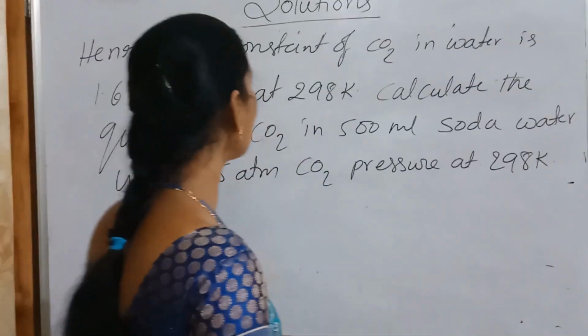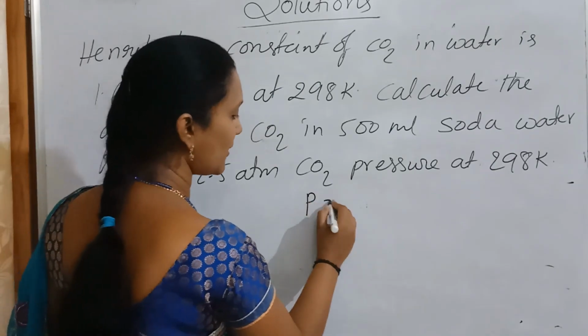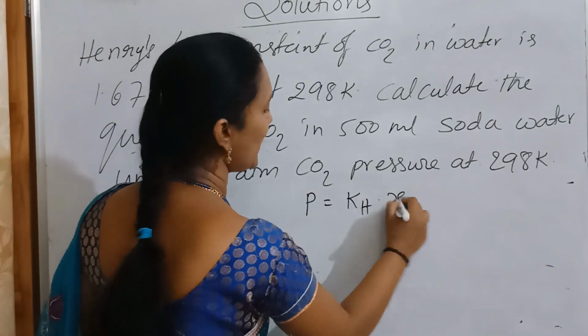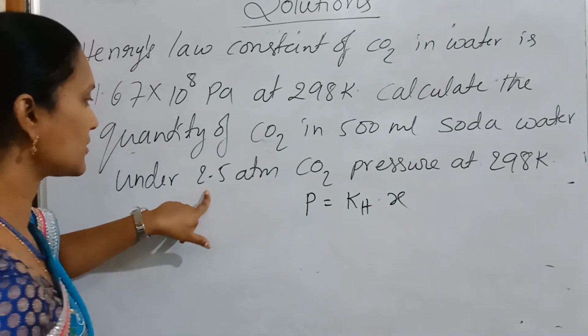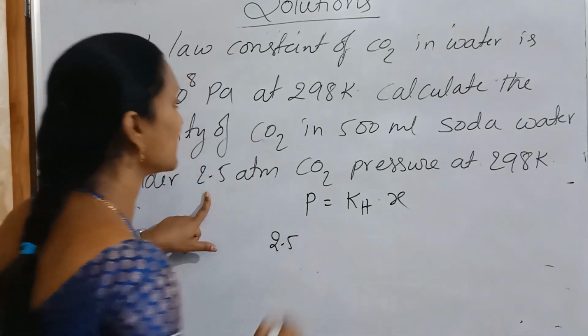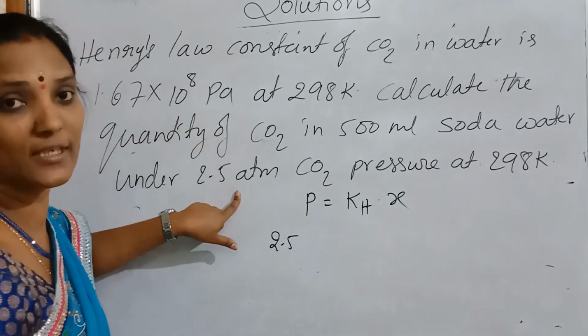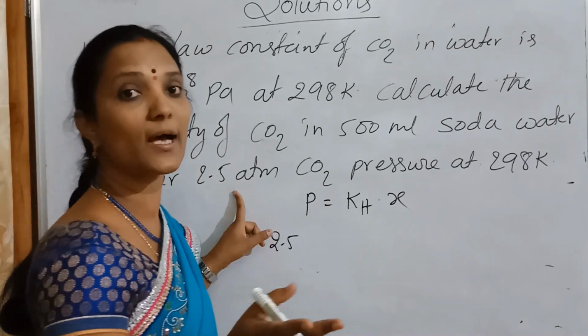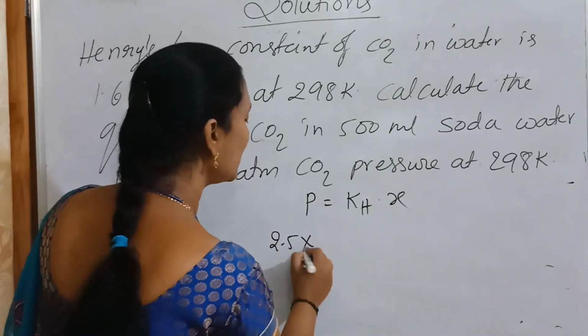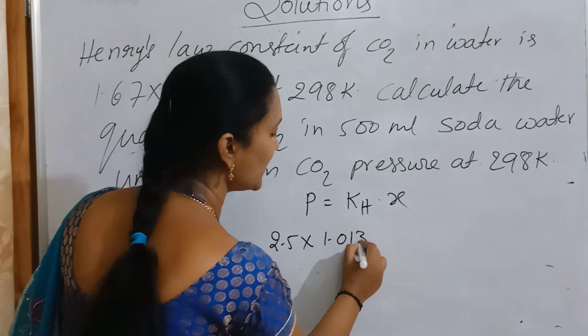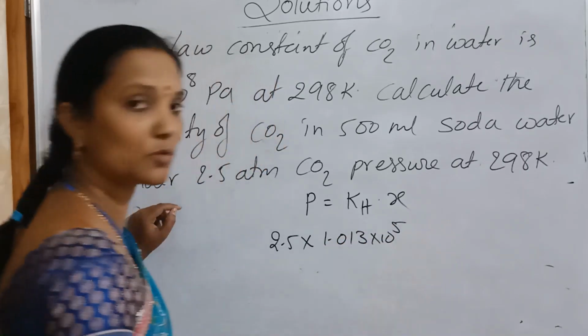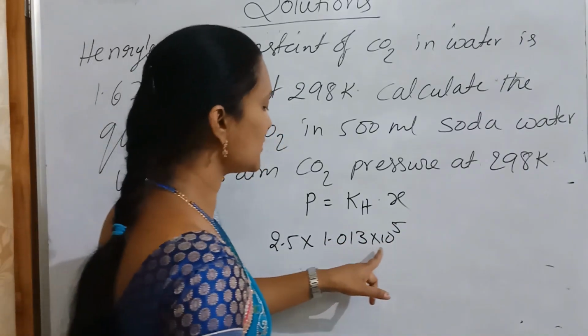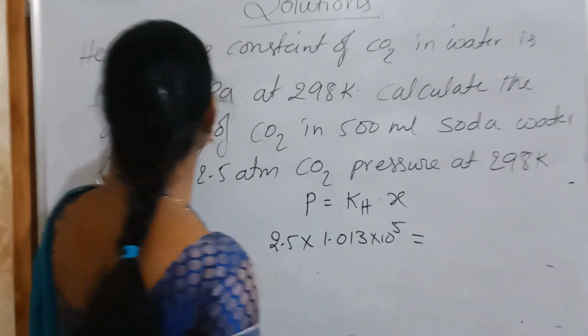Okay, now what is the formula? So Henry's formula, P is equal to KH into X. Okay. P given or not given? 2.5 atmosphere. But one is in Pascal, another in atmosphere. Like the last problem, one in bar, another in kilobar. Okay, convert into Pascal. 1.013 into 10 power 5 Pascal. Yes or no? 2.5 into 1.013 into 10 power 5 is equal to KH into X.